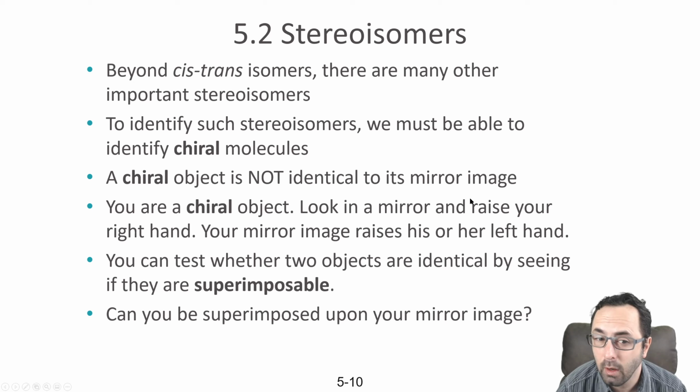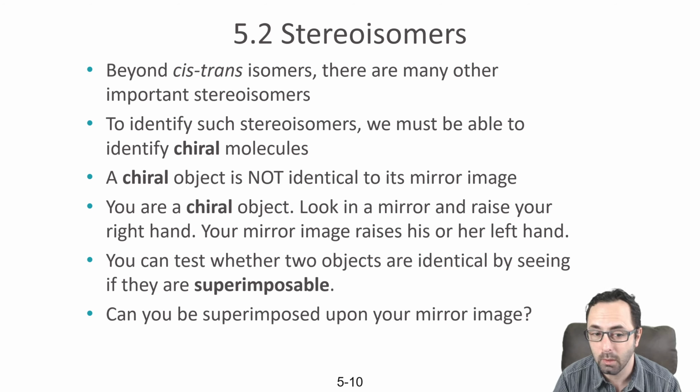So beyond the cis-trans isomers, there's a lot of other important stereoisomers. And first, we're going to identify the types of stereoisomers that occur in chiral molecules. That has to do with mirror images. So a chiral object, and this could be a molecule or lots of other everyday objects, is an object that is not the same as its mirror image.